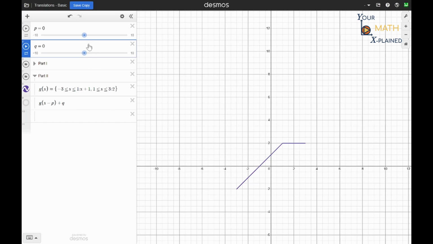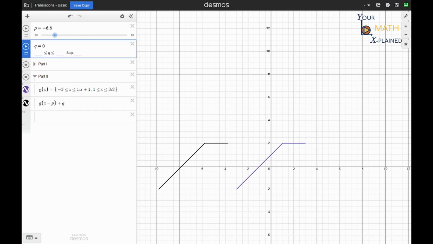So again, let's take a look at what happens when we change our q value here. Okay, so the purple graph is the original graph, and the black graph is what happens when we change our q value. So when we increase our q, you can see that the graph is sliding upwards. And similarly, if our q becomes negative, then the graph goes below the original graph. So it's a vertical translation down. And if we were to change our p-value, it's going to shift this graph to the right if p is positive, and shift the graph to the left if p is negative.